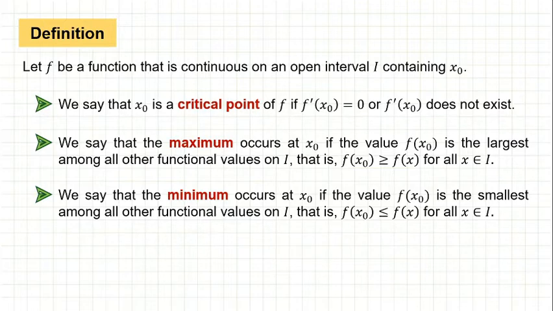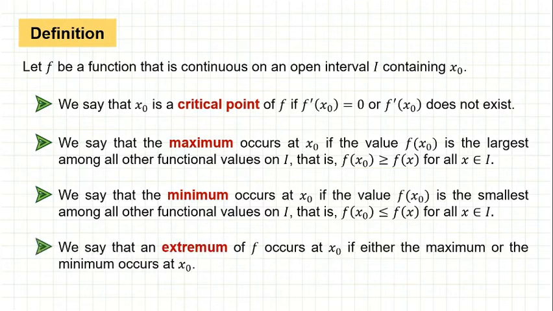That is, f of x sub o is less than or equal to f of x for all x element of the open interval I. And lastly, an extremum of f occurs at x sub o if either the maximum or the minimum occurs at x sub o. Therefore, when we say extremum, it refers to either the maximum or the minimum value. Okay, so extremum is the general term for the maximum or the minimum value.